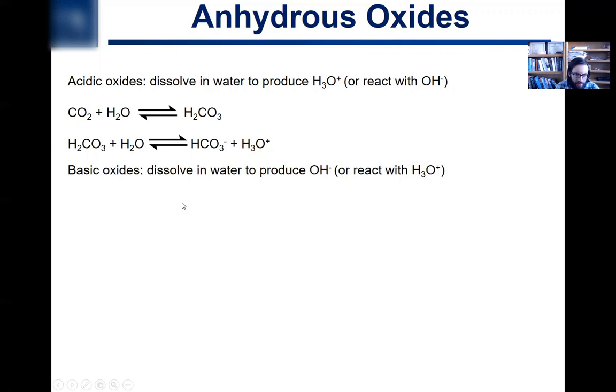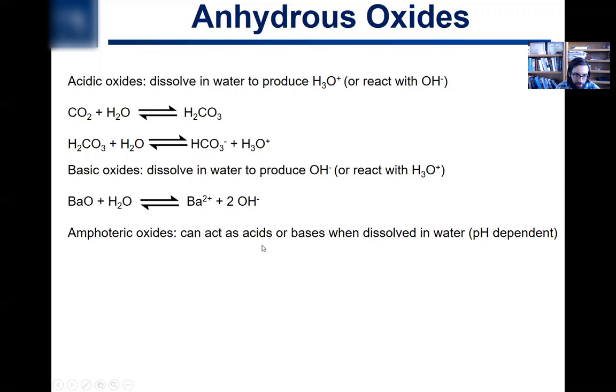Basic oxides are the opposite. They're anhydrous oxides that, when you dissolve them in water, produce hydroxide, or equivalently, react with an acid, hydronium. Barium oxide is a classic example. You throw some barium oxide in water, and you're going to get barium ions and hydroxide being formed.